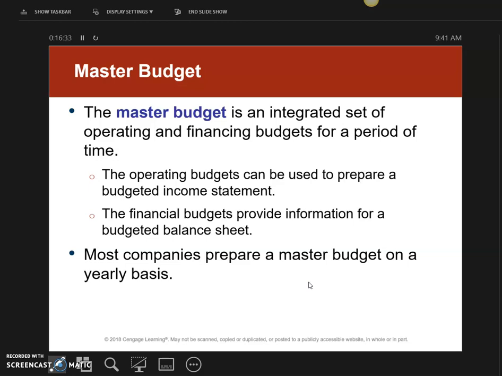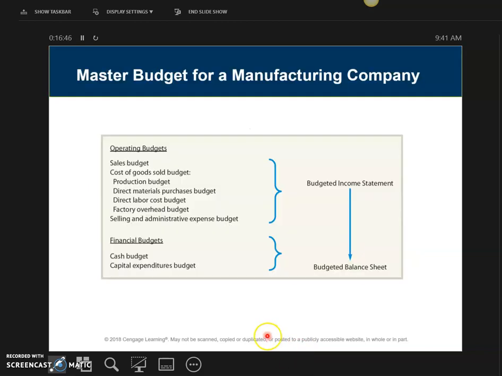In real financial management, you should be running your own personal financial budget also so that you know exactly how much money you're making and how much you're spending where. So here is an example of the different budgets.